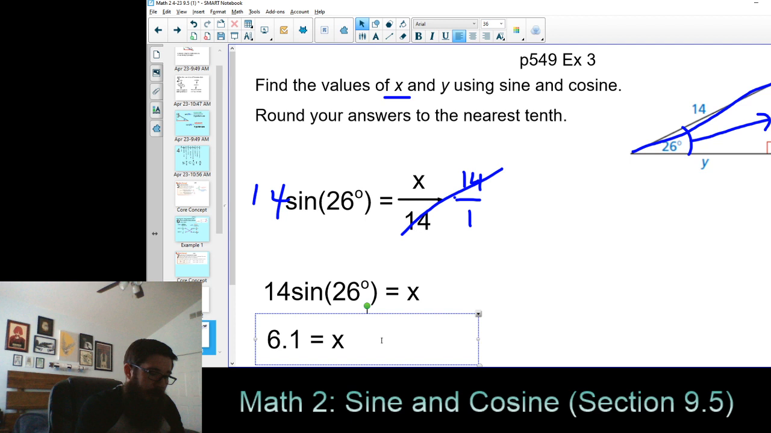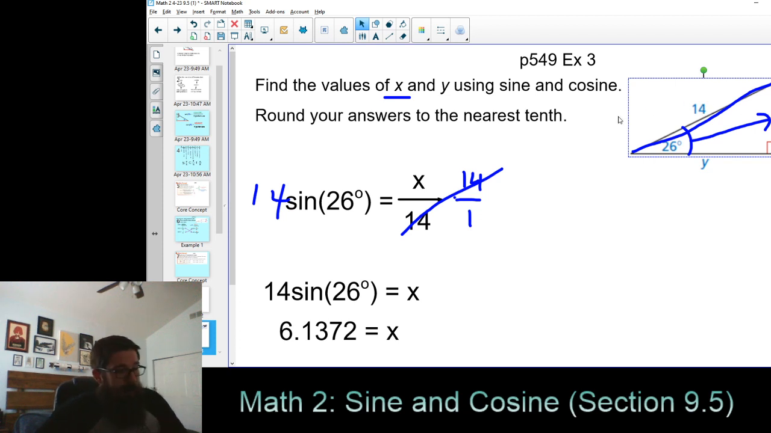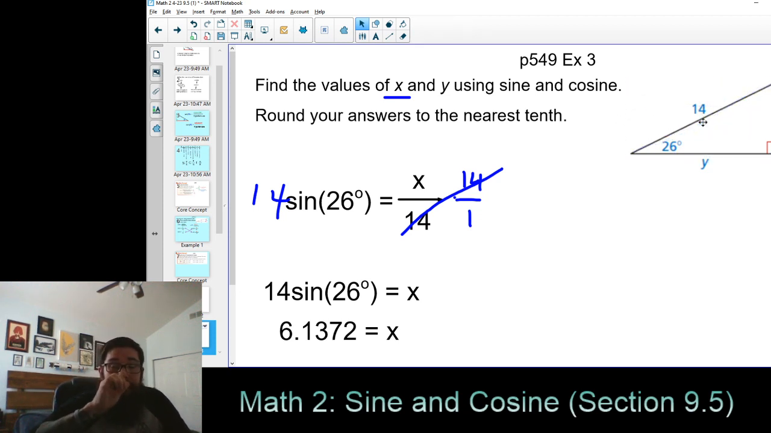6.1372. There you go. If I now need to find y, I know angle 26 right here. I found x, great. Oops, delete all this. From angle 26, let's change the color, y is now the side that's right next to it, meaning it's adjacent, and 14 is still a hypotenuse.